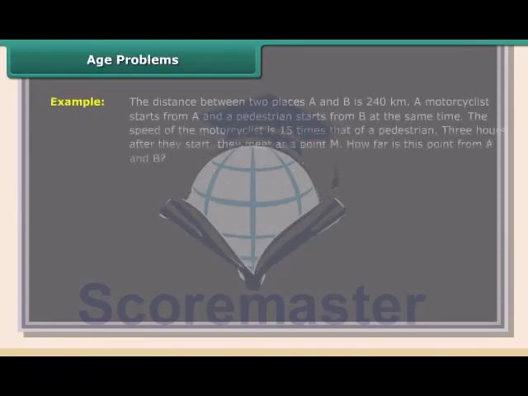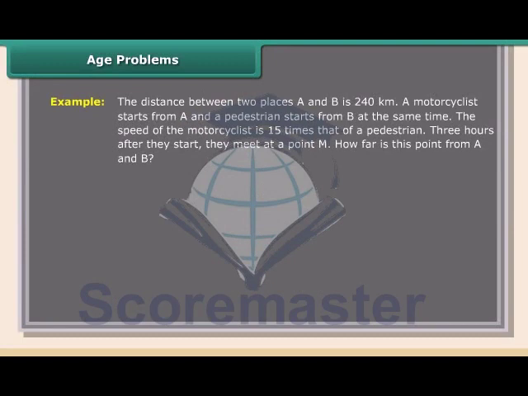Example. The distance between two places A and B is 240 kilometers. A motorcyclist starts from A and a pedestrian starts from B at the same time. The speed of the motorcyclist is 15 times that of a pedestrian. 3 hours after they start, they meet at a point M. How far is this point from A and B?